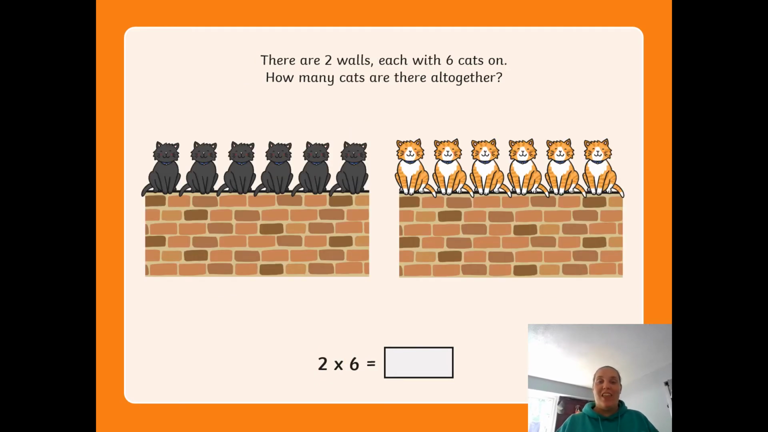Well done, buddy. Now we're going to use the cats this time. So we've got 2 walls, which is this number here in our calculation, number 2.